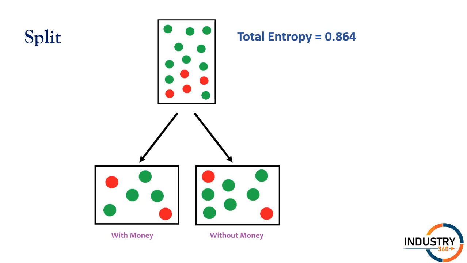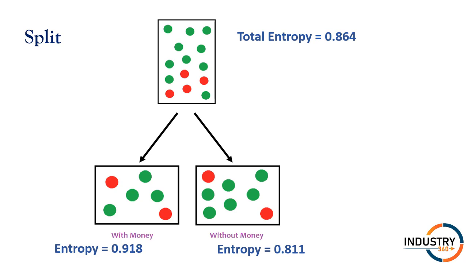Now we are going to need to calculate the total entropy after the split. The calculation remains the same, we'll need the probability values and their logs. And the outcome of these calculations is shown. For the with money jar, the entropy is 0.918. For the without money jar, the entropy is 0.811.